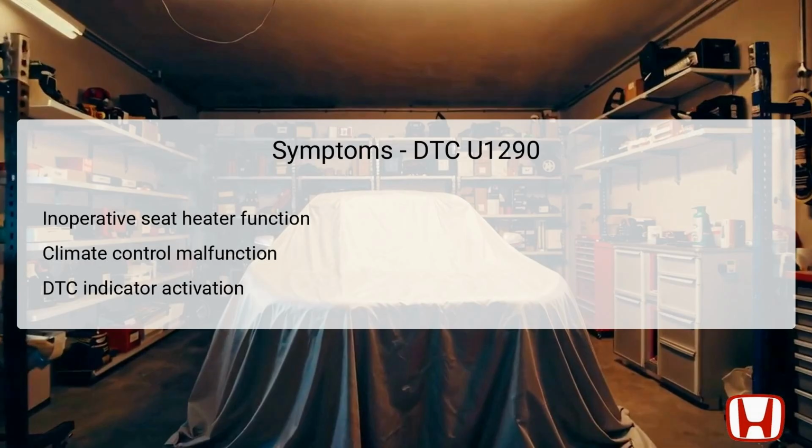Additionally, there may be noticeable malfunctions in the overall climate control system, as components may fail to respond correctly due to non-communication with the heater control unit. The DTC indicator light will also activate on the dashboard, alerting the driver to the presence of a diagnostic trouble code. Upon visual inspection, one might note that the climate control settings may not work as expected, indicating a more significant problem with network communication. Addressing these symptoms requires thorough checks of the associated electrical components.